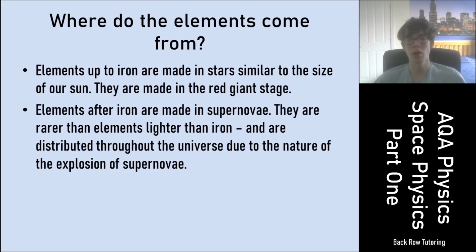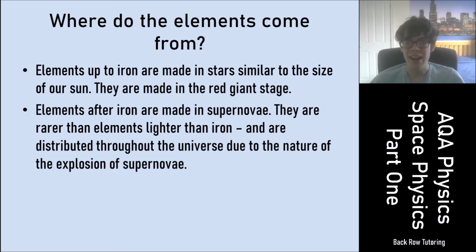So where do the elements come from? Well, elements up to iron are made in stars similar to the size of our Sun. They are made in the red giant stage. Elements after iron are made in supernova. Now that means they're only made when a star is incredibly big.